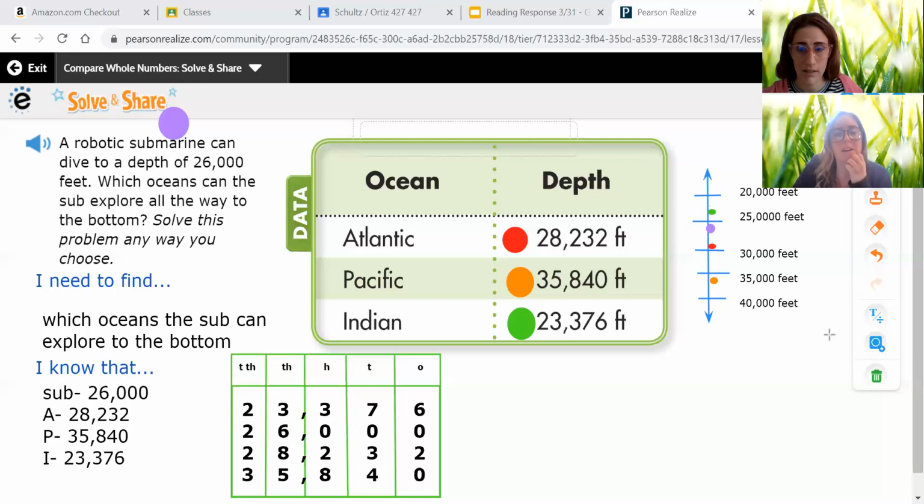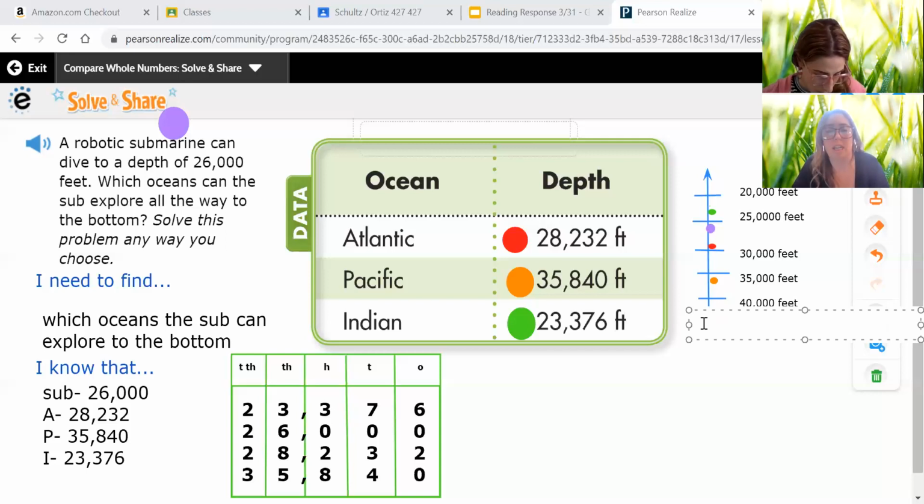So just by looking at that number line, I'm noticing that the number line is going from 20,000 feet all the way down to 40,000 feet, and my number line's getting deeper as I go. So I'm noticing that my submarine is at 26,000 feet, and the Atlantic Ocean and the Pacific Ocean are actually way deeper than the submarine can go. So I don't think the submarine is going to be able to get to the bottom of the Atlantic and Pacific Ocean, because 28,232 feet, the Atlantic Ocean, is too deep. The Pacific Ocean, 35,840 feet, is also too deep.